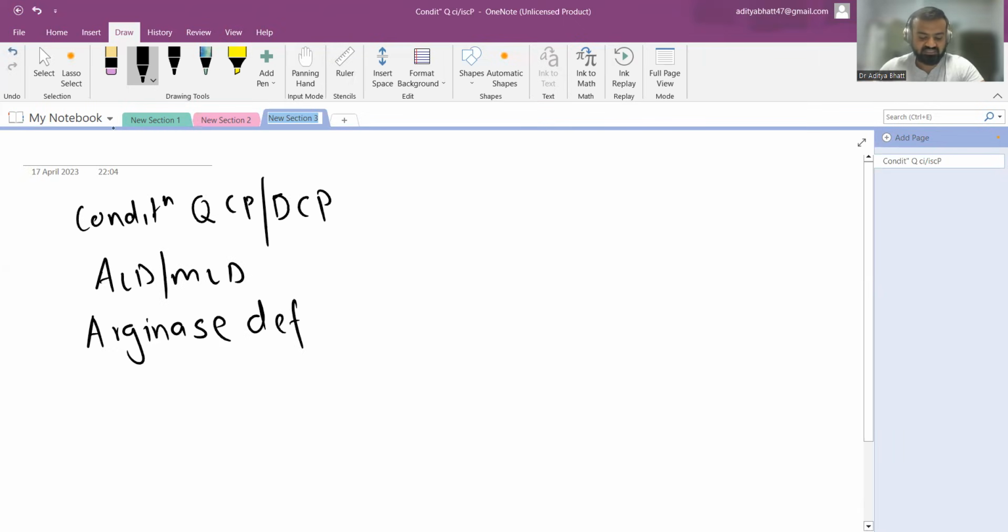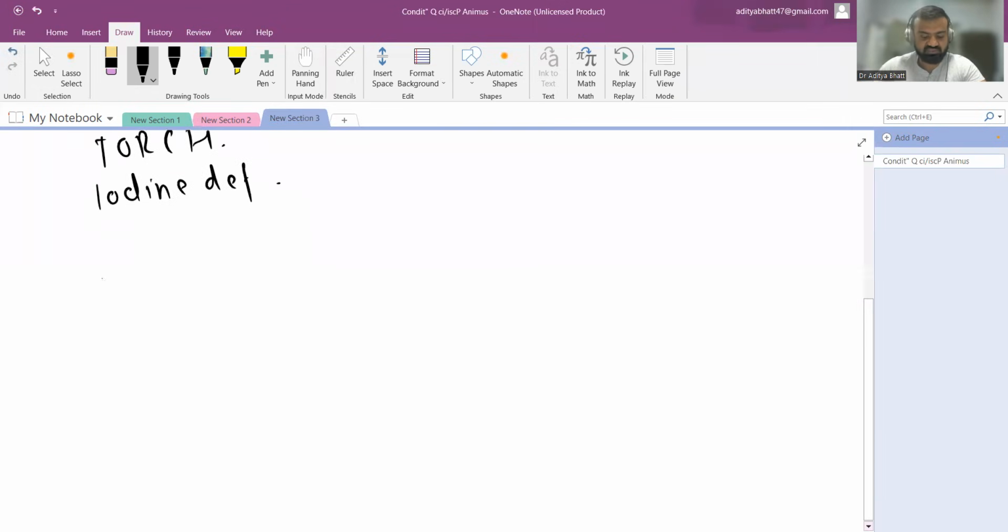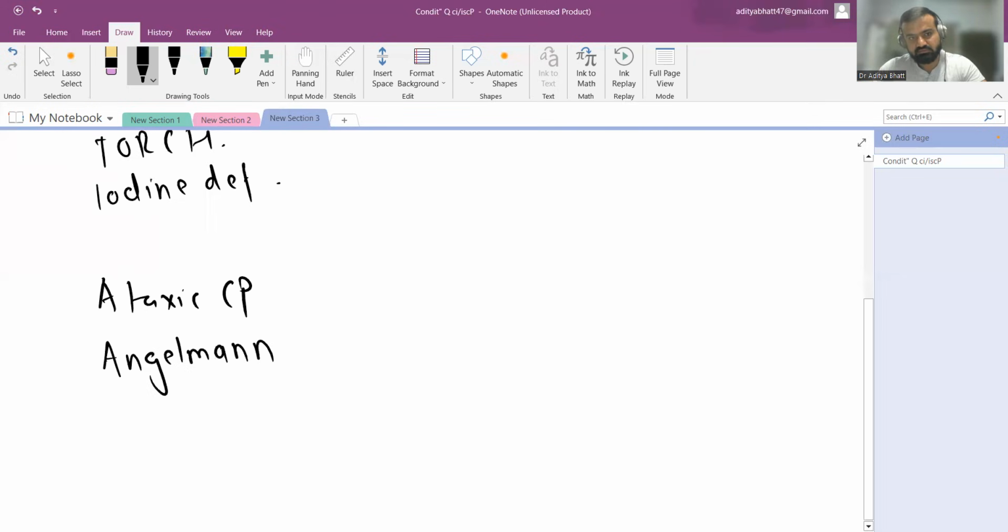Then there is something known as TORCH syndromes. Then there is iodine deficiency, cretinism. Okay. Then what are the mimics of ataxic CP? Mimics of ataxic CP. So Angelman. It is a uniparental disomy syndrome, and there is deletion, the father's chromosome 15 is abnormal. Angelman syndrome. They are happy puppets.